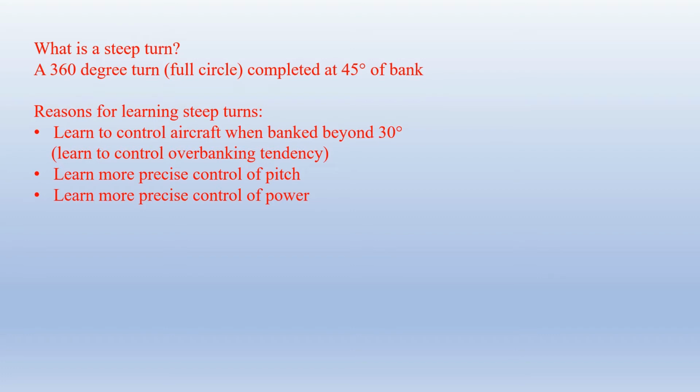Third, we're learning more precise control of power. In order to maintain speed in this maneuver, you need to increase your power by about 100 RPM as you enter the maneuver, and then control the speed with very small changes in power. So we're practicing that control as well. And finally, we're learning to develop coordination between roll, pitch, and power, as entering and flying the maneuver requires that we coordinate all three throughout the maneuver.